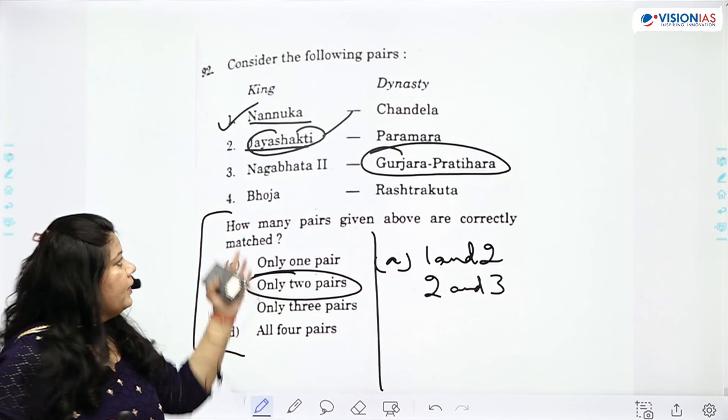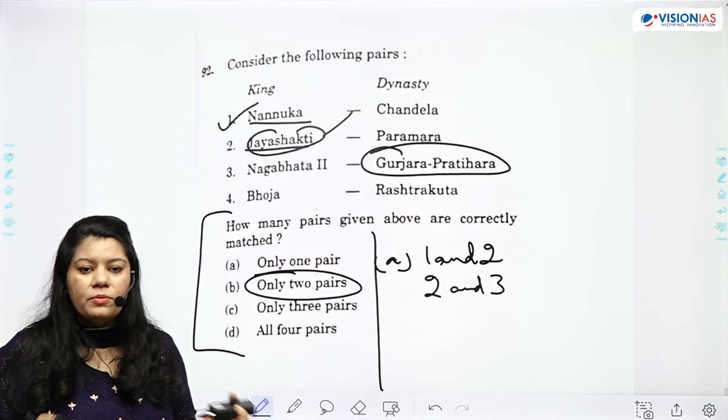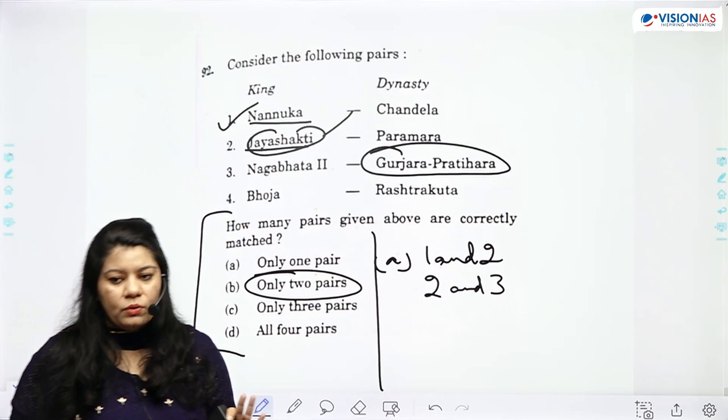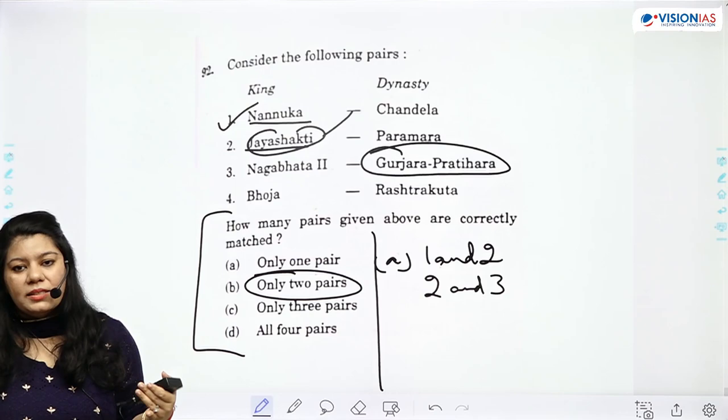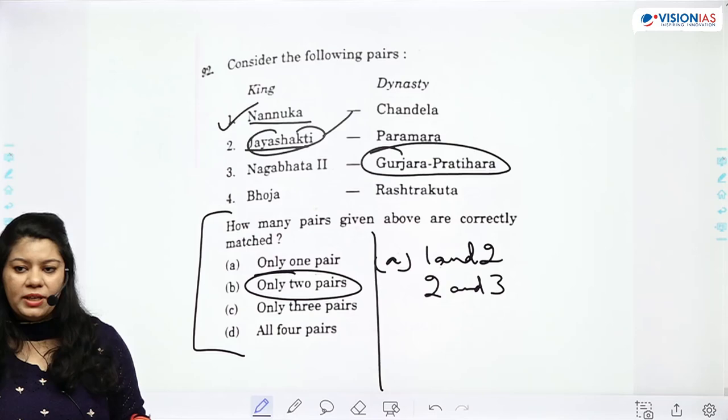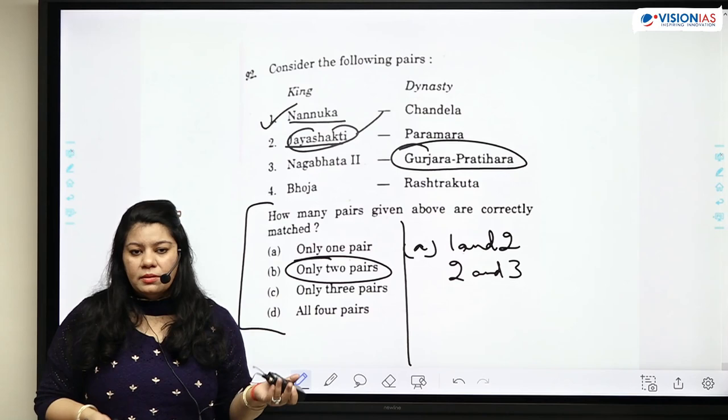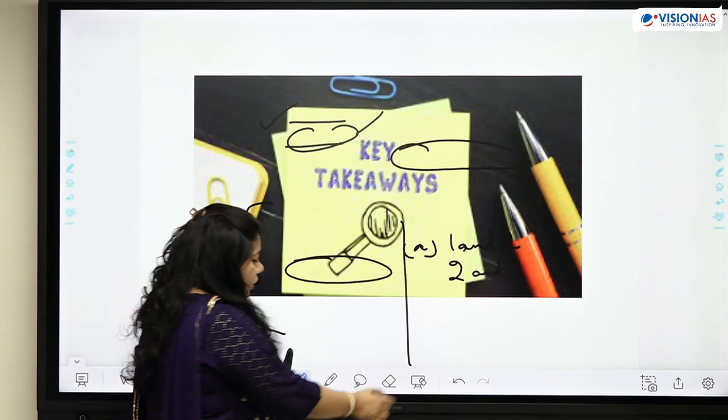If someone knows that Nanuk is a founder of the Chandela, again, I feel that this area is not prepared by students generally, but there is a trend in the last 2 years which is being followed by UPSC: they are asking political history, right? Just say last year there was a question on the fall of the Gupta Empire, and which regional kingdoms existed at that point of time. This year also they have asked on this time period, regional kingdoms and the important kings, right?